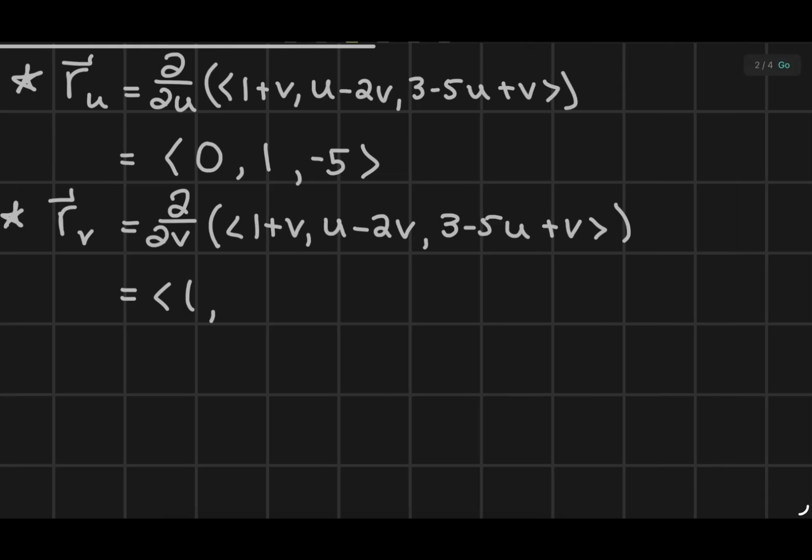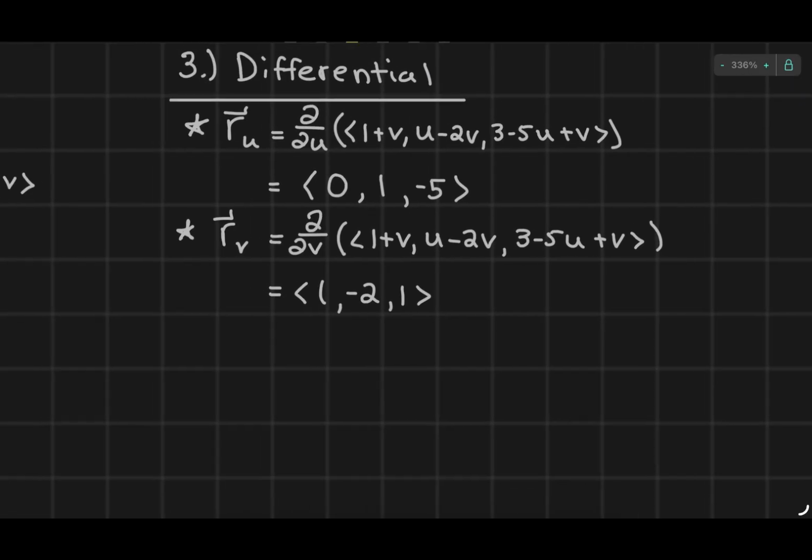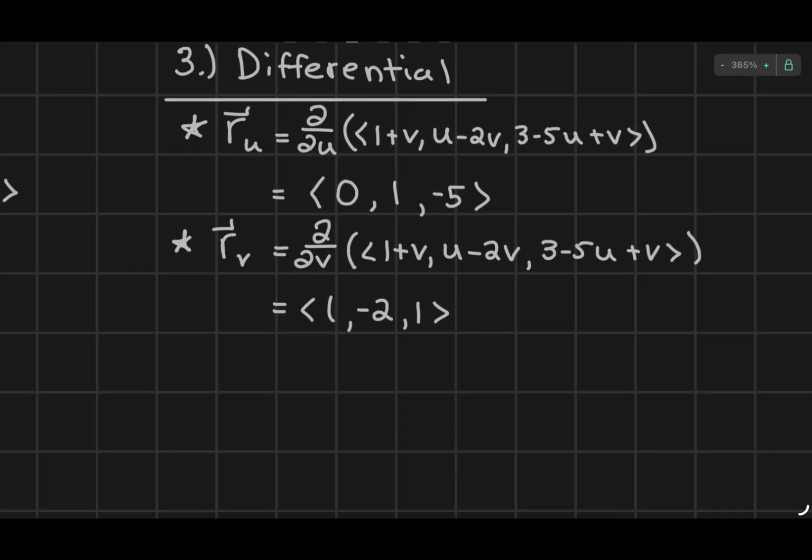For our y component, we're going to have u minus 2v. Taking the partial with respect to v there, that u is going to be treated as a constant, therefore it is going to be 0. And that negative 2v is just going to turn out to be negative 2. And then finally, for our z component, we're going to have 3 minus 5u plus v. Taking the partial with respect to v there, that 3 is constant, 0, negative 5u treated as a constant, 0, and then plus v, that's going to be 1. So our partial of our parameterized surface with respect to v is going to be 1, negative 2, 1.